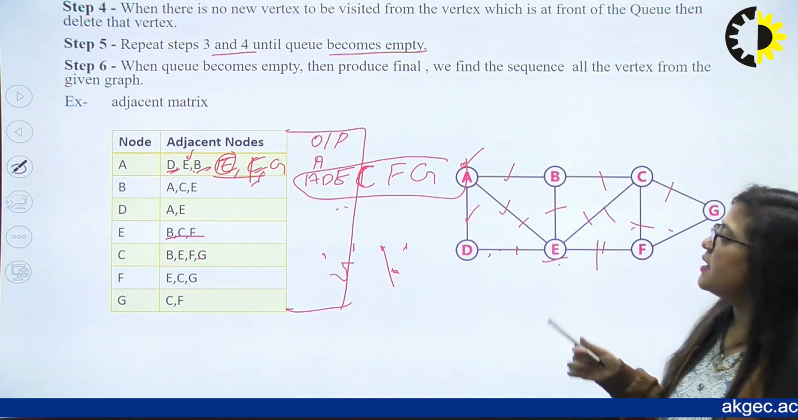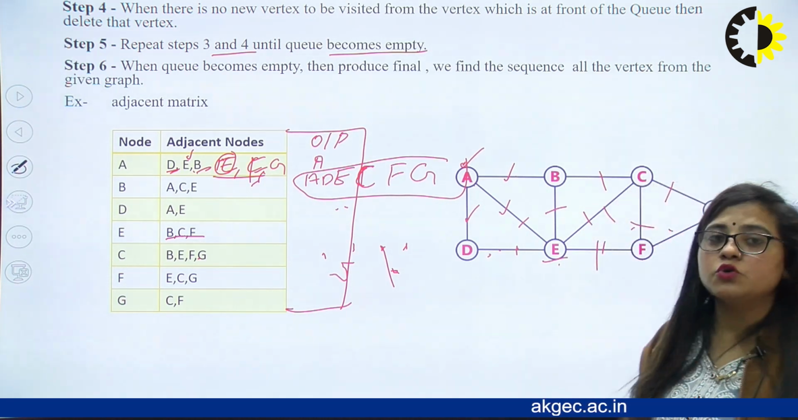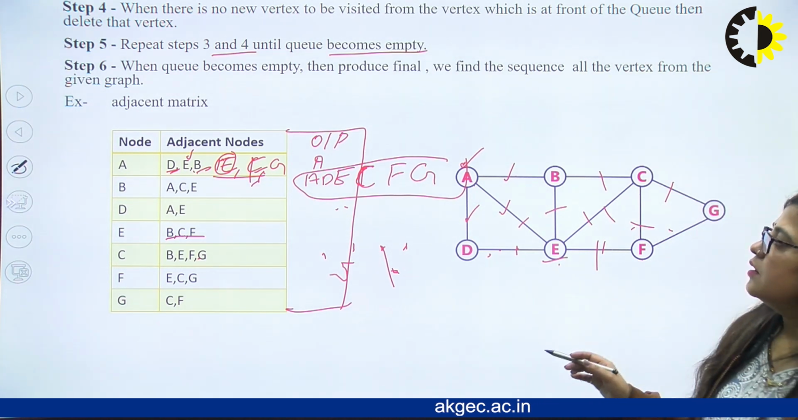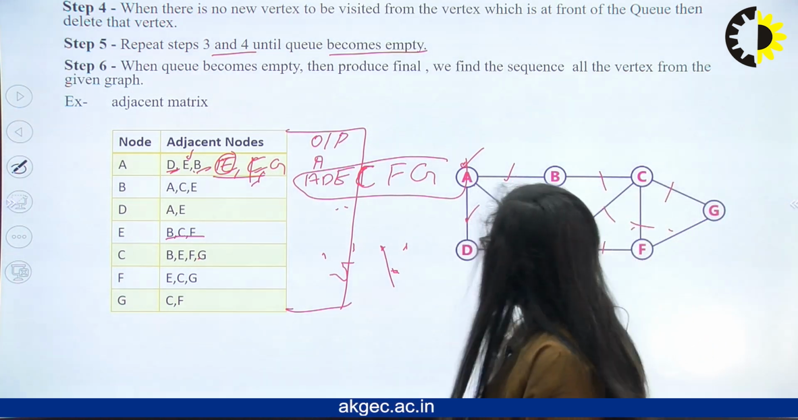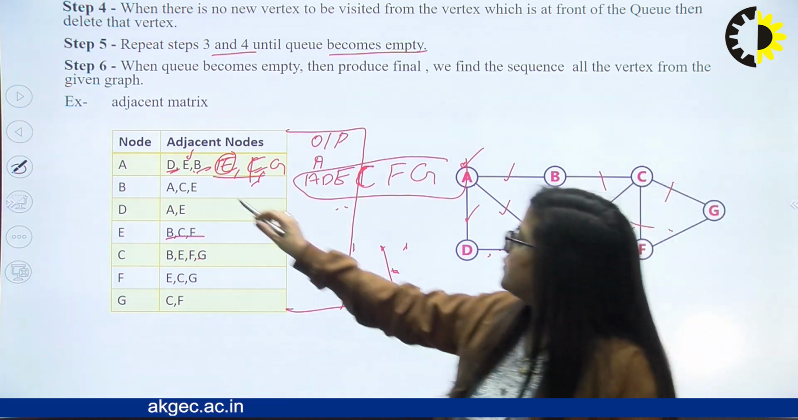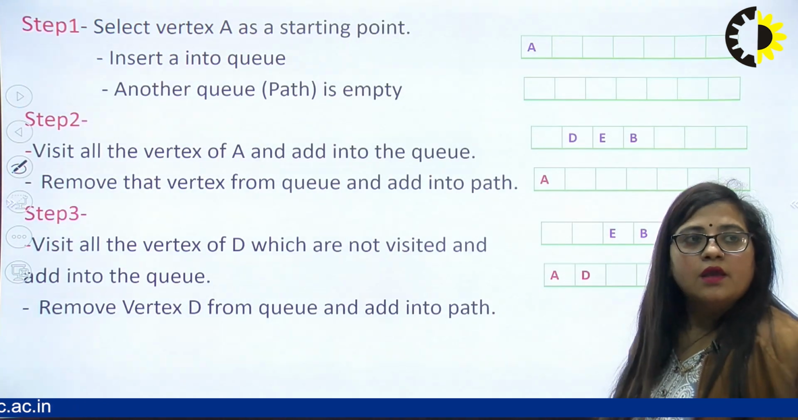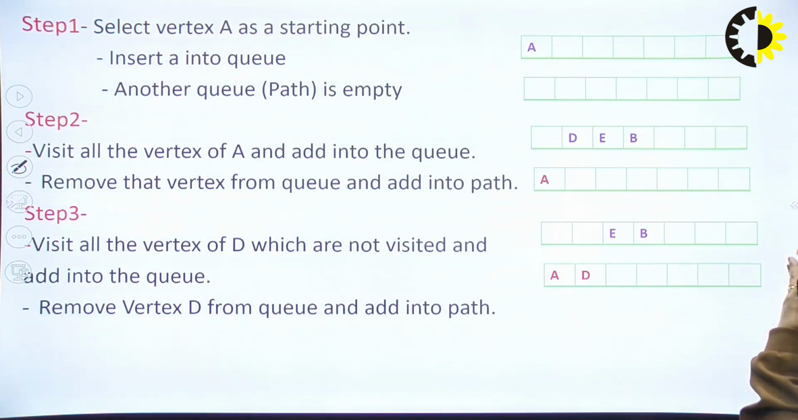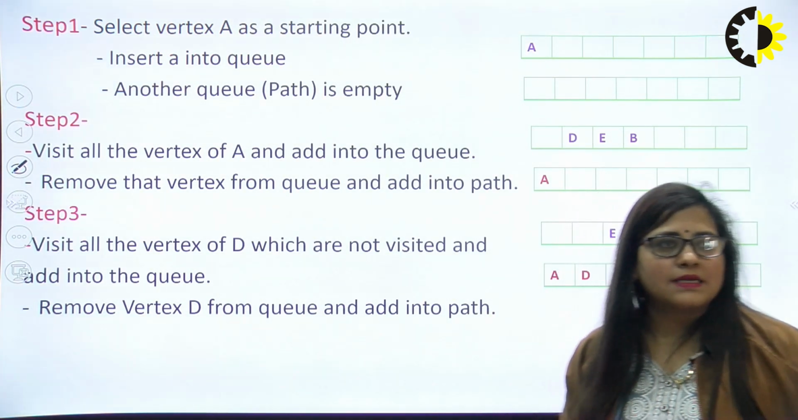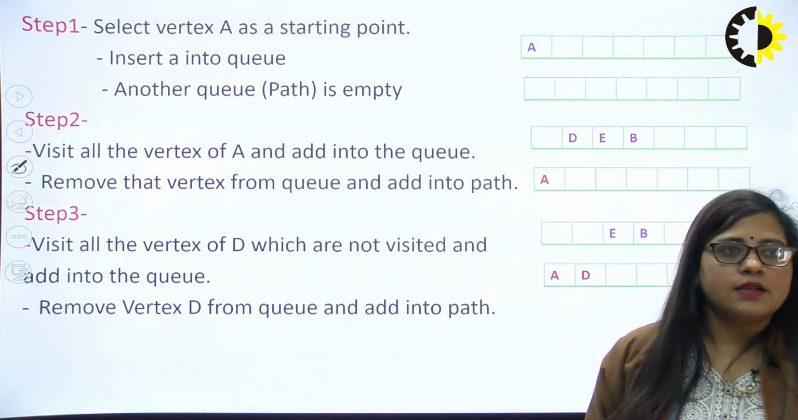Your answer may vary, because it depends on which node you visit first. BFS works in FIFO, first in first out. First in, then first out. So this question is solved step by step. First of all, select the starting vertex and insert it into a queue.